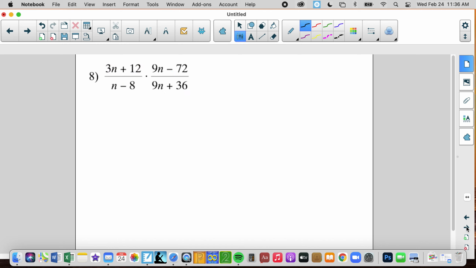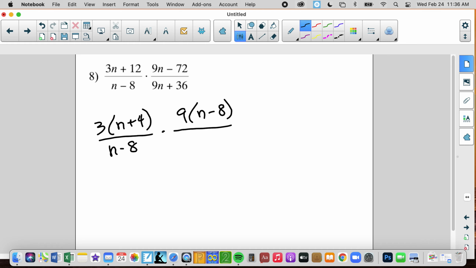Love number 7. All right, let's look at the top left. 3n plus 12. We can factor out a 3. We get n plus 4. We can't factor our lower left. Top right, we can factor out a 9, n minus 8. Bottom right, we can factor out a 9, n plus 4.